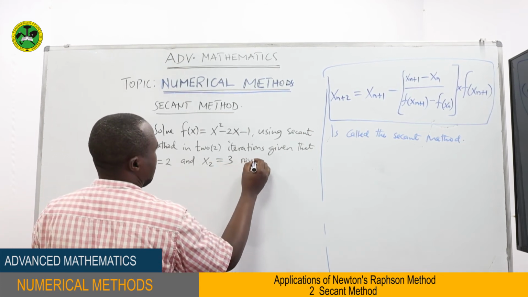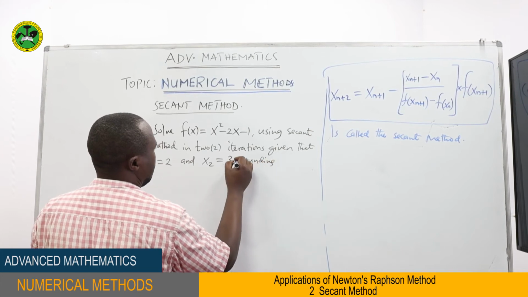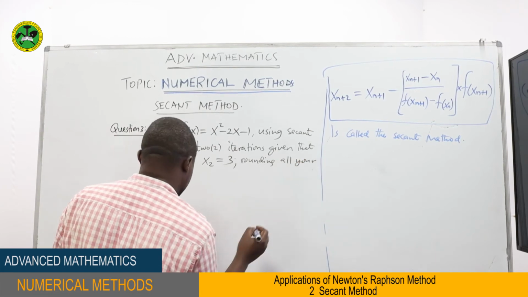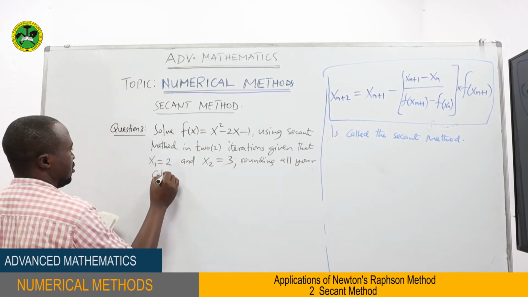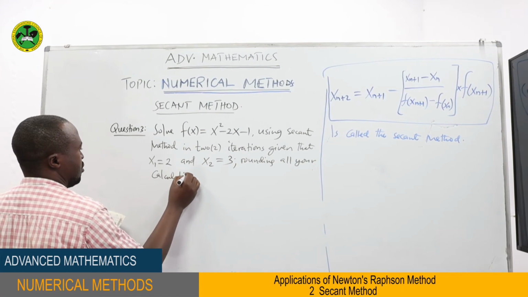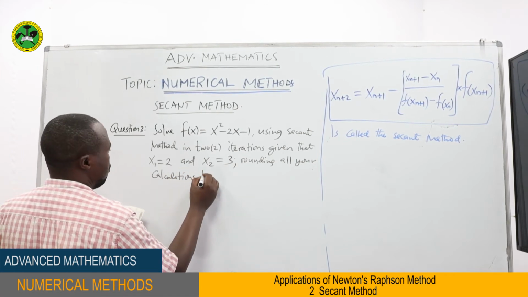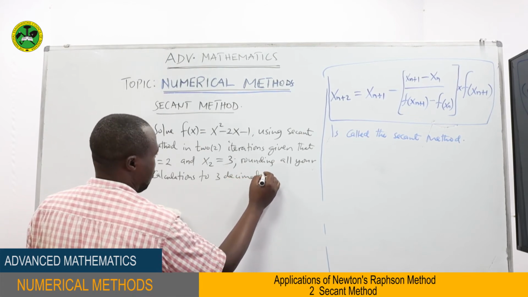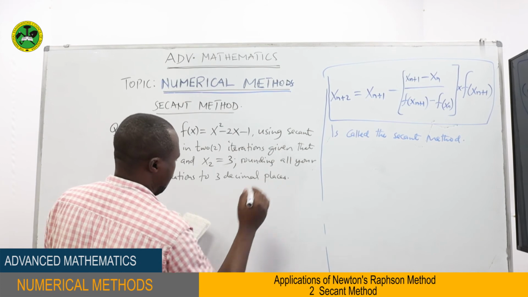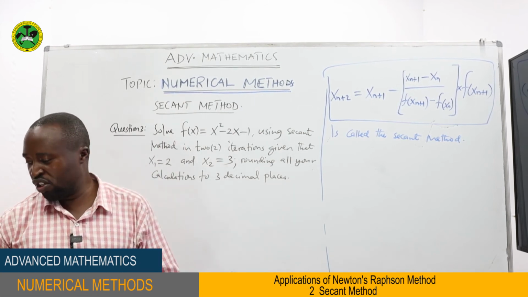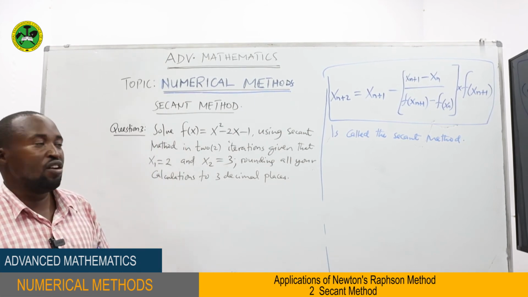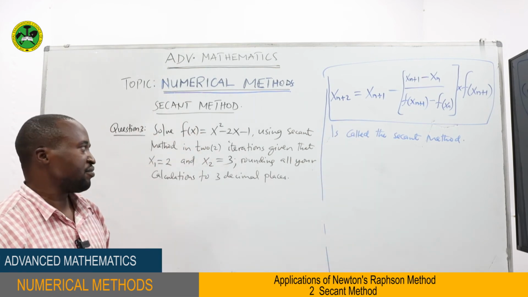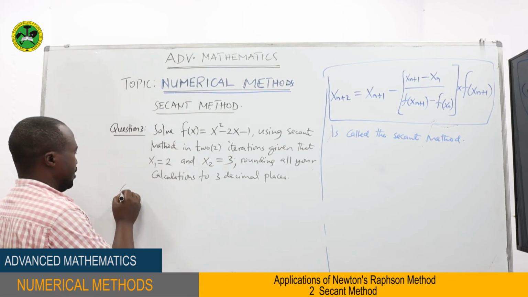Rounding all your calculations to 3 decimal places. Now that is your question. We are going to see how this formula is useful in such kind of equation. Now, let us have a solution.